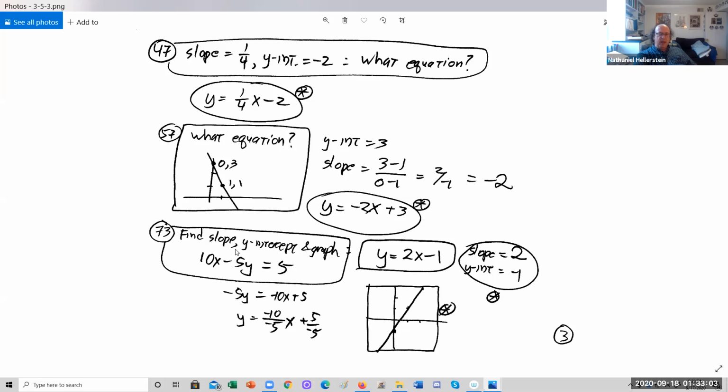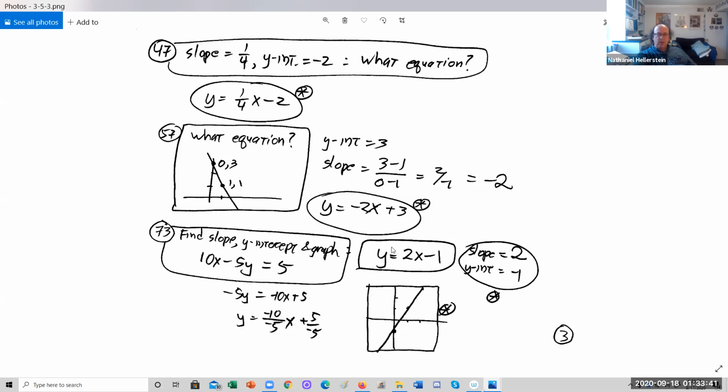Now, here they ask for the slope. Problem 77 asks for the slope, the y-intercept, and the graph of the line with this equation: 10x minus 5y equals 5. Now, as before, we will solve for y, and then read off slope and y-intercept, and so on. Okay, transpose the 10x, you get negative 5y equals negative 10x plus 5. Divide by negative 5, y equals negative 10 over negative 5 times x plus 5 over negative 5. After a bit of simplifying, you get y equals 2x minus 1.